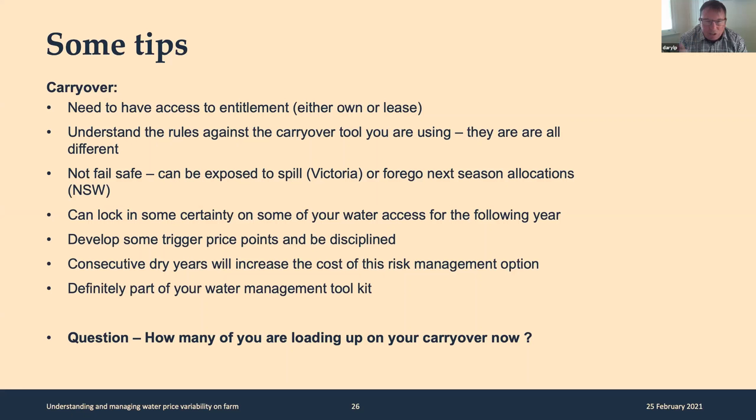You need to have access to entitlement; you either own it, lease it or park it. You need to understand the rules because they are different for different parcels of entitlement. It's not fail safe. You can be exposed to spills in Victoria. Probably not too much of a spill risk when you're carrying over against low reliability water share, but there is still a spill risk if it's against high. And in New South Wales, you forego next season's allocations if you meet your limits. But it can lock away some certainty on your water for next year. Yeah, it's a known amount that you're going to have access to.